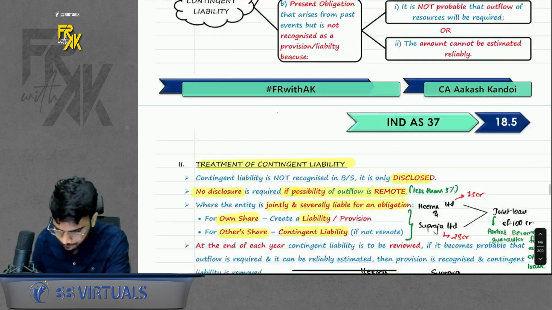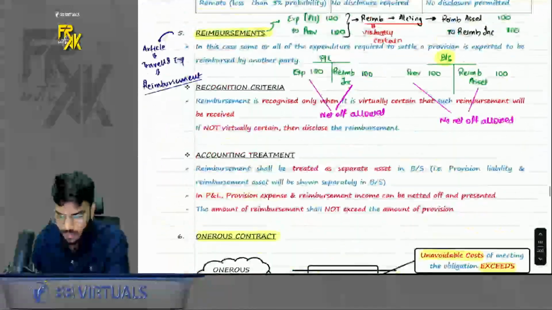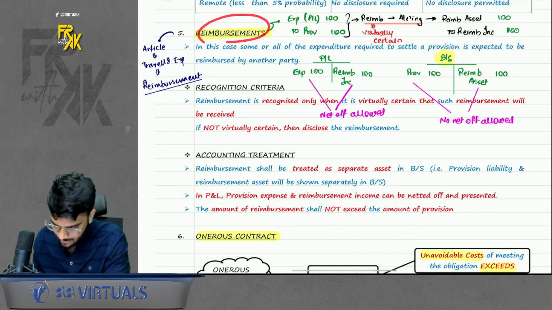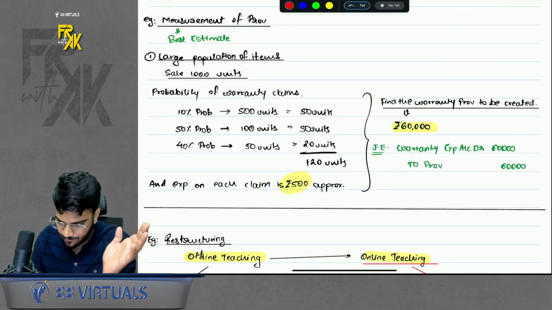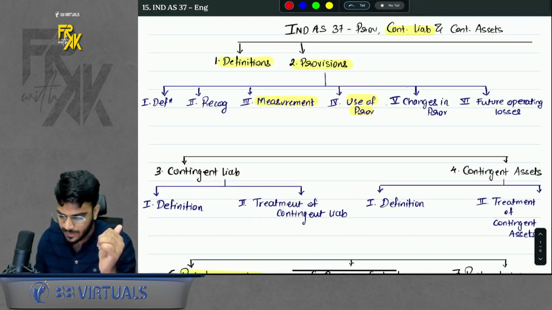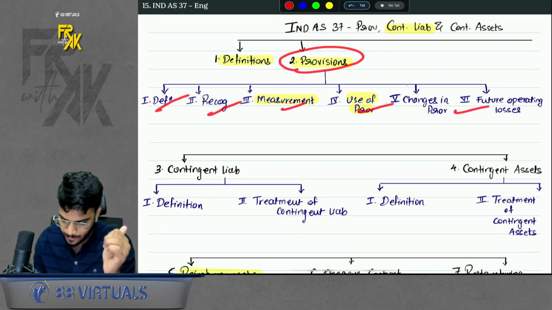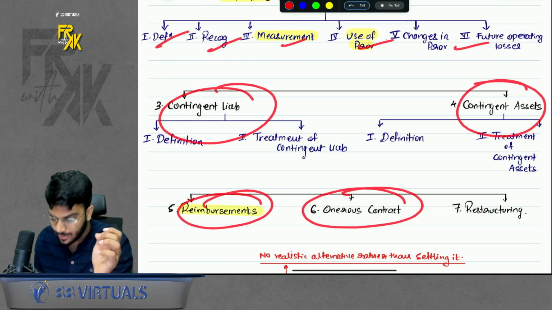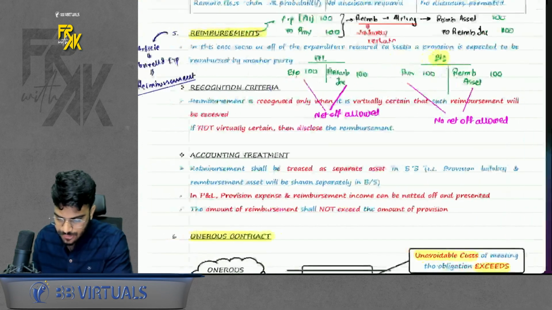Okay, good. Before moving further, before discussing contingent liability, contingent asset, I will discuss reimbursements now. See, if I want to show you the chart, how is the flow? First, I discussed the definition of liability and obligation. Then we discussed everything about provisions. Now, before discussing contingent liability and contingent asset, I will discuss reimbursement, onerous and restructuring.